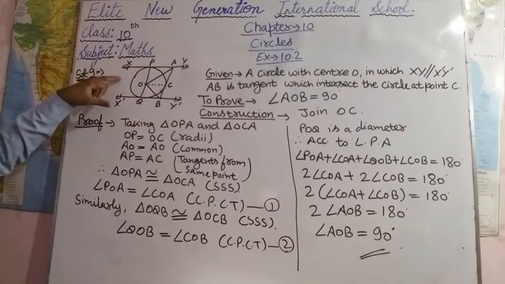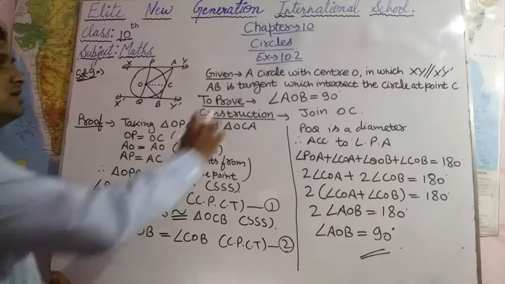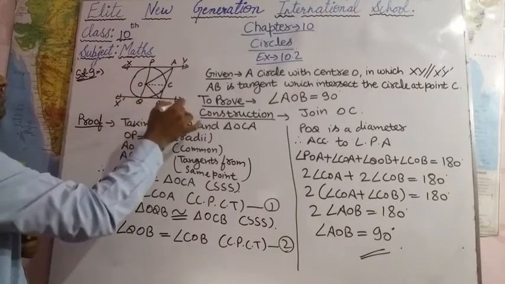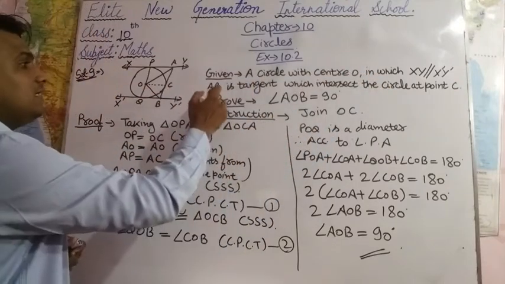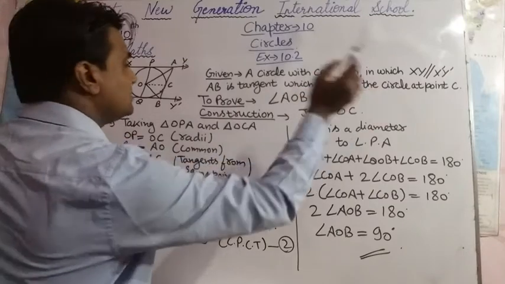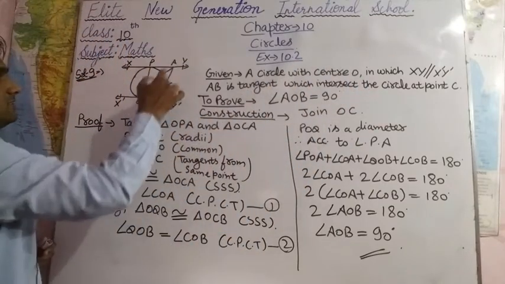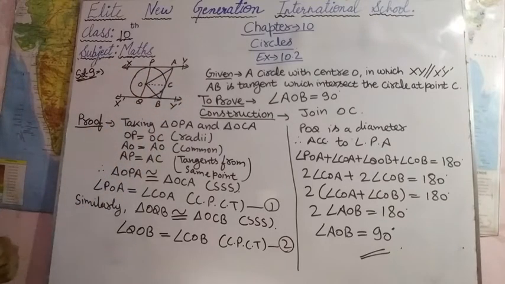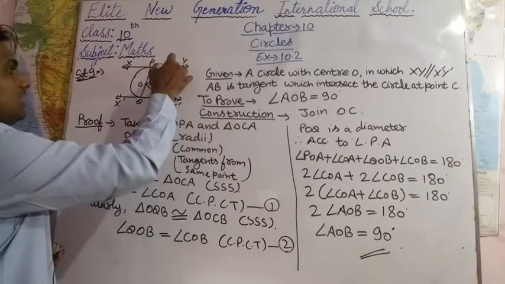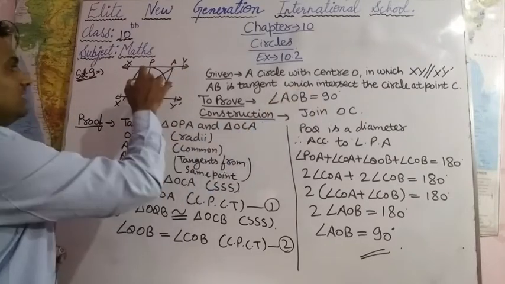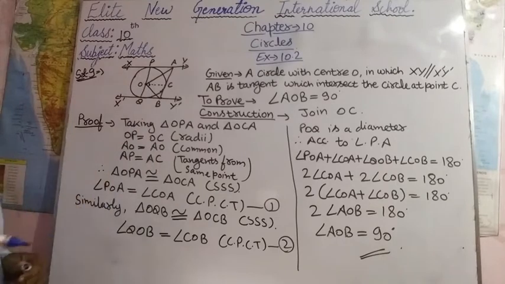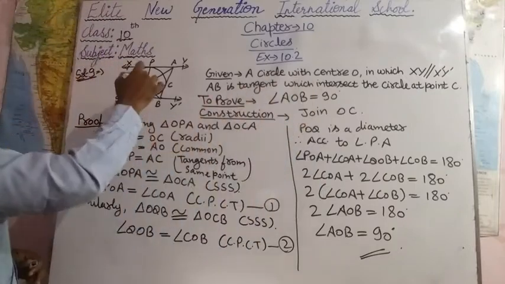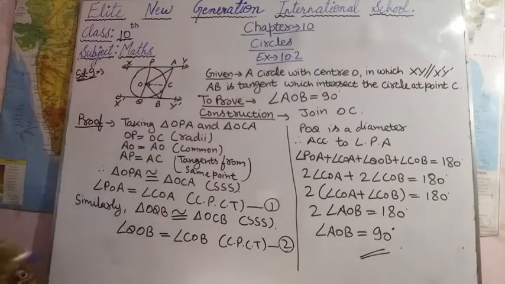In this diagram we have a circle with center O in which XY and X'Y' are parallel, and AB is another tangent which touches the circle at point C. Here we have to prove that angle AOB equals 90 degrees. For this we do one construction, that is, join OC. So first of all we will join this OC.